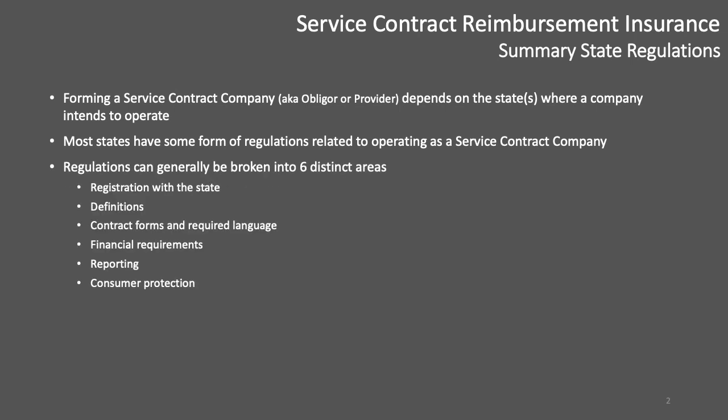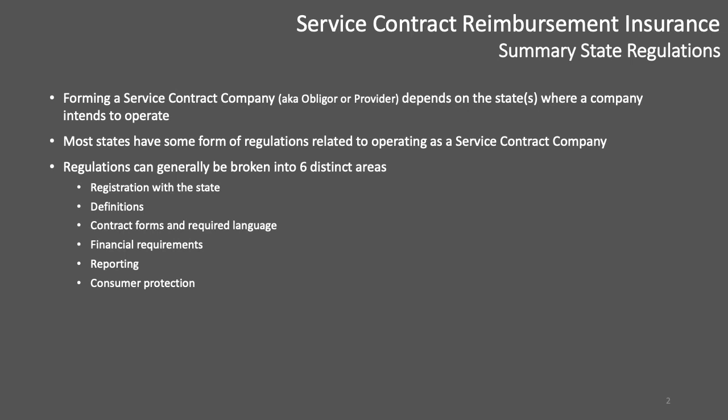Regulations can generally be broken into 6 distinct areas, from registration with the state, where you actually fill out an application with the state. Definitions are typically contained in the regulations and the statutes. What is a service contract? When can it be sold? How can it be sold? What is not a service contract are a few examples of the definitions.